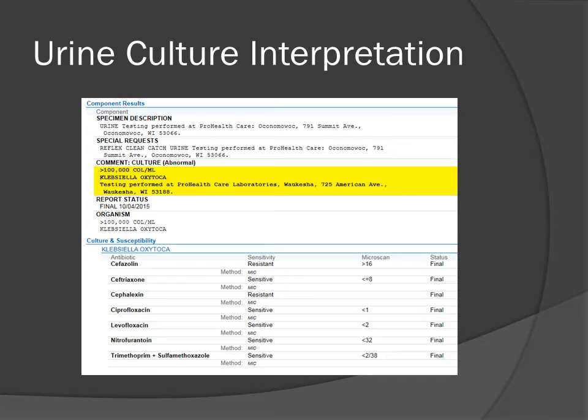So for Ancef, for instance, we notice that it's resistant to Ancef, and its minimum inhibitory concentration was greater than 16. That's typically micrograms per mL. Rocephin, it was sensitive. Cephalexin, not surprisingly, because it was resistant to cefazolin and their cousins, was resistant. Ciprofloxacin, it was sensitive. Levaquin, it was also sensitive. Nitrofurantoin, it was sensitive. And trimethoprim with sulfamethoxazole, it was also sensitive.